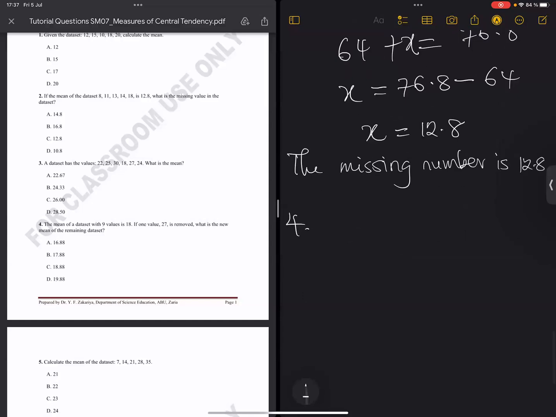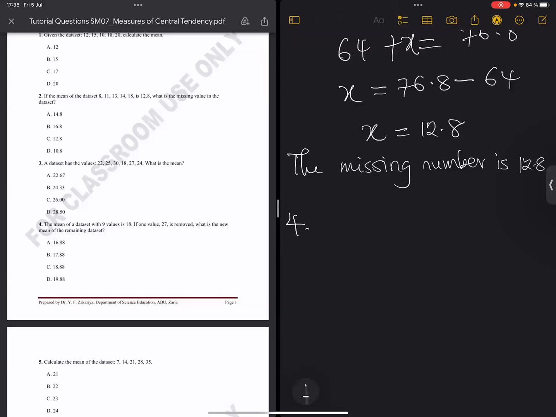Are we okay? The mean of a data set with 9 values is 18. If one value is removed, and that value is 27, what is the new mean of the remaining data set? All right, so let us translate this sentence by sentence.